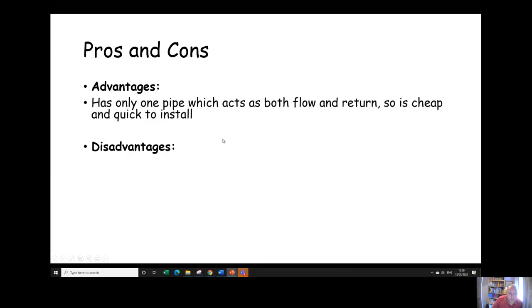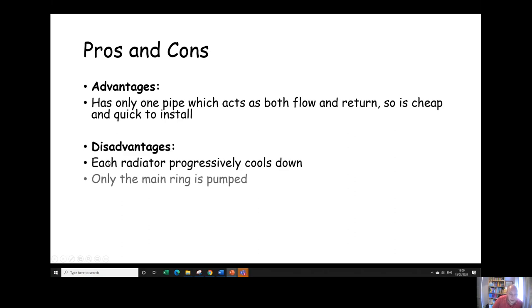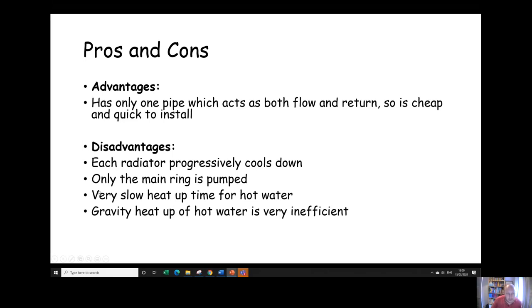Pros and cons: on the heating side, it's got one pipe which acts as the flow and return, so again, it's cheap and quick to install, just like the one-pipe system we just looked at. Again, disadvantages are the same, with a couple of extras. The heat-up time for the hot water will be very slow because it's travelling through the pipes by convection, it's not pumped, which means that it's also going to be very inefficient and not compliant with Part L. So again, we shouldn't fit semi-gravity systems from new.